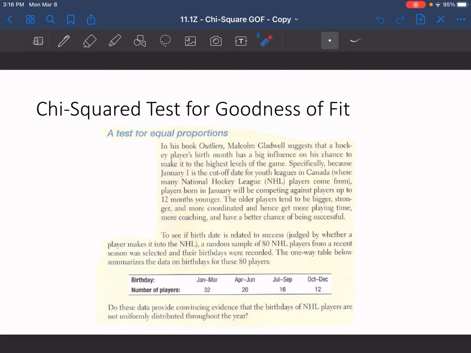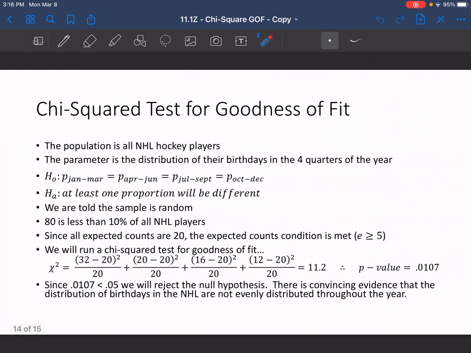So we want to determine, do these data provide convincing evidence that the birthdays of NHL players are not uniformly distributed throughout the year? So that's kind of where we get our null and alternate hypotheses. I'm going to come back to that slide in just a second. First, we want to, again, state our problem.